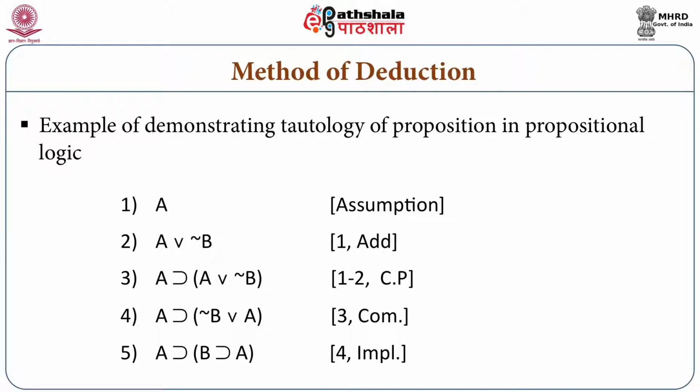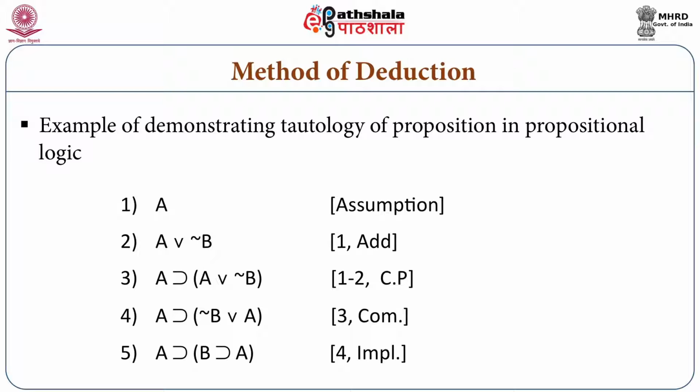In propositional logic, let us say we want to prove the tautology of a sentence, if A, then B implies A. It's a logical truth. It's a tautologous sentence. How are we going to prove this one? Then it can be proved or rather demonstrated in this way. Let us look at the slide. We will begin with the assumption A.